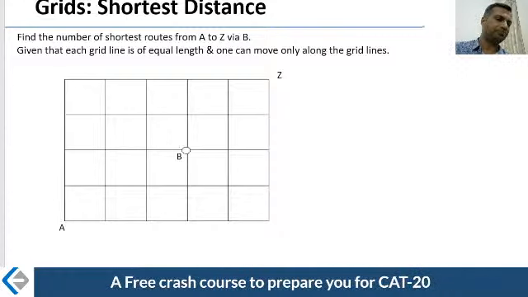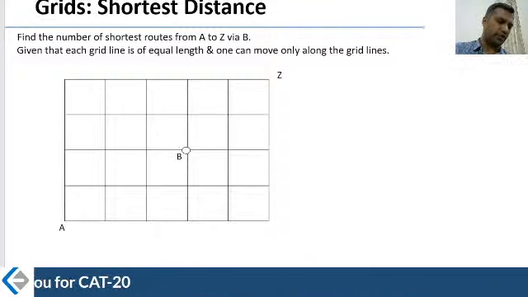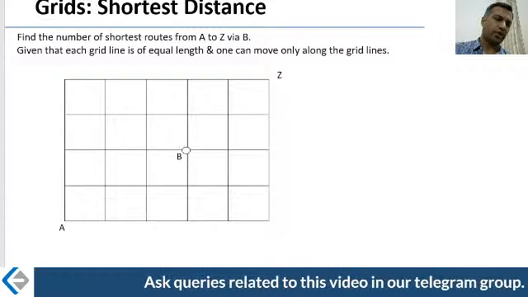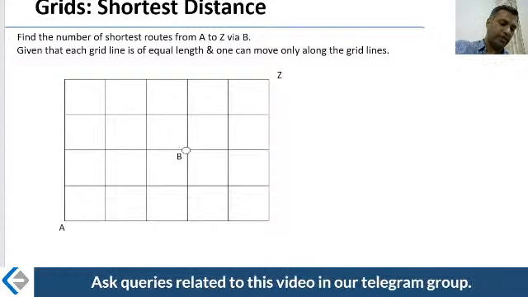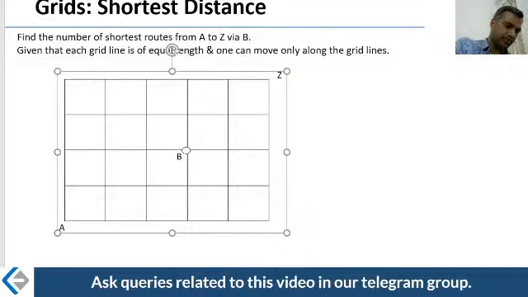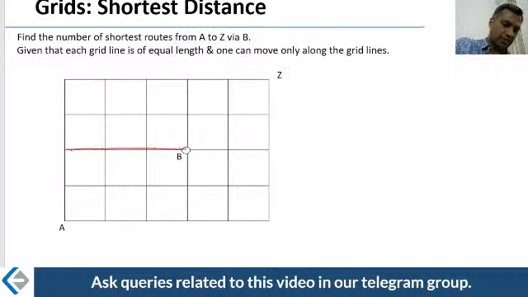Here we go. Shortest distance. Another one. Let's do it together now. Find the number of shortest routes from A to Z, but via B. Via B means what? This becomes your active region. There is an active region and there is a passive region.